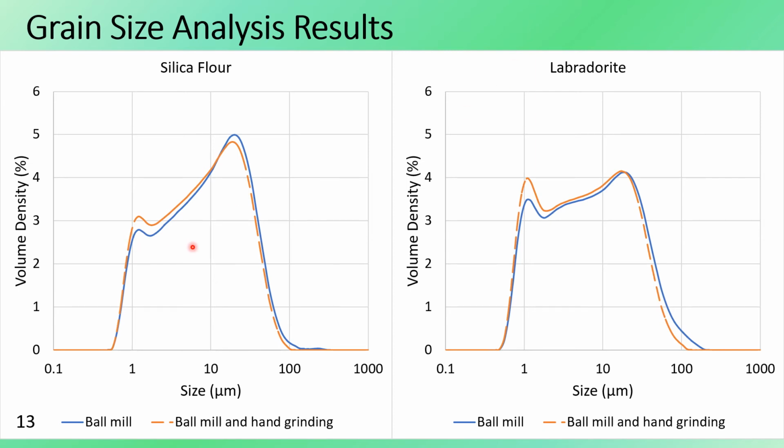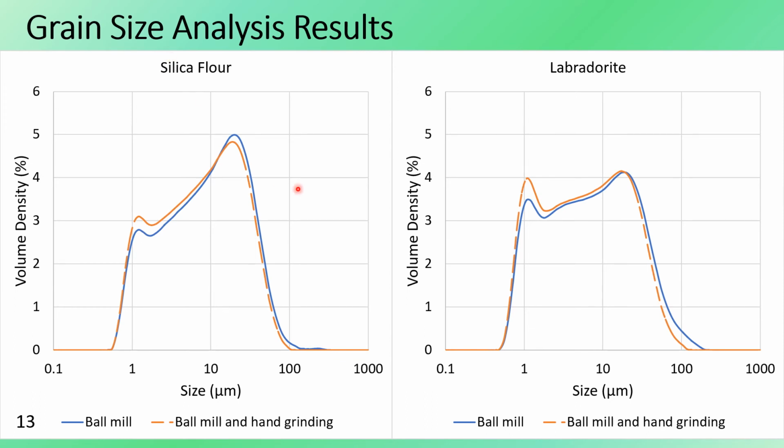So the blue solid line here is for just ball mill grinding, the grain size distribution, and then the orange dashed curves are for ball mill and hand grinding. The x-axis is the size in microns of the grains and is logarithmic. The y-axis is basically the amount of sample by volume that is that particular size, and it is in percent.